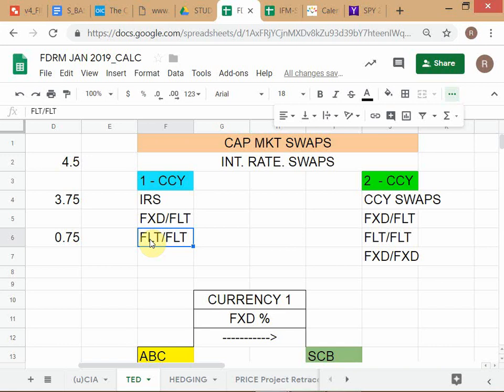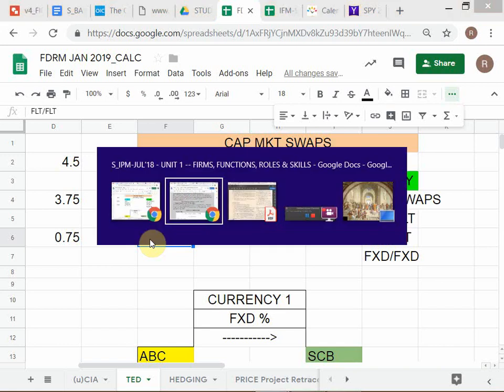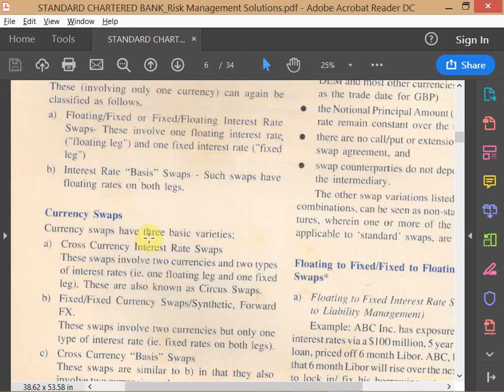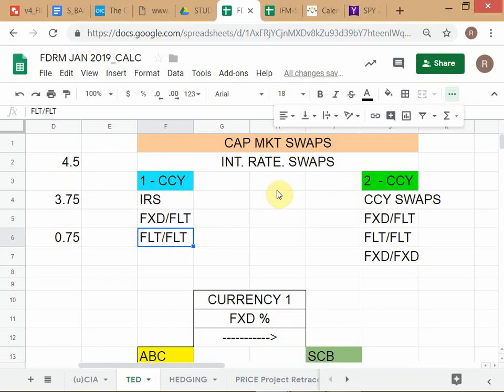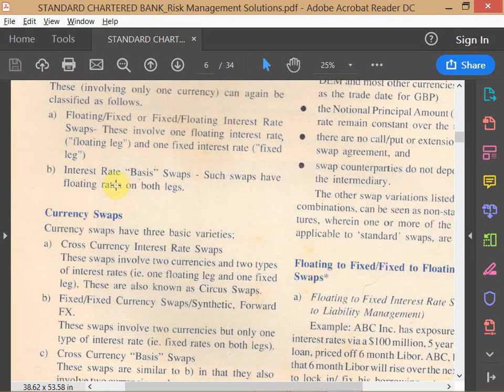Okay, this is the market terminology. What you find in the book is the market terminology, so you should learn that also. But conceptually, you should also have this diagram in your head to understand this kind of taxonomy. Okay, now you can see these are called basis swap, these are called fixed floating IRS. Okay, this first A is called fixed floating IRS.